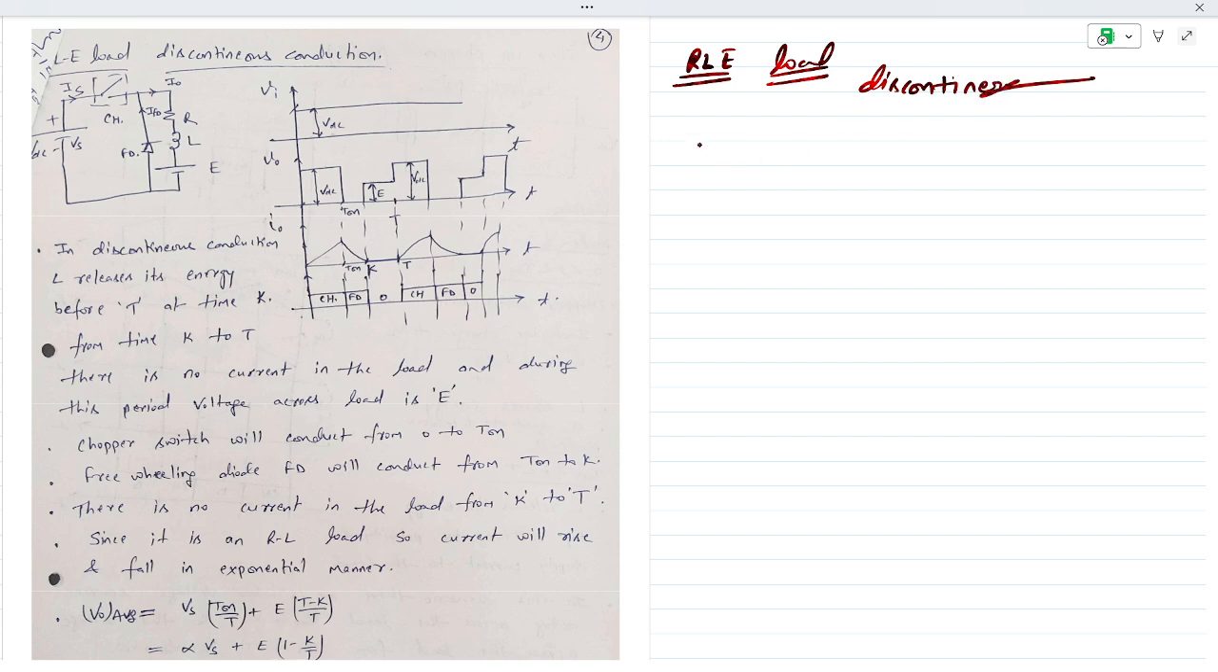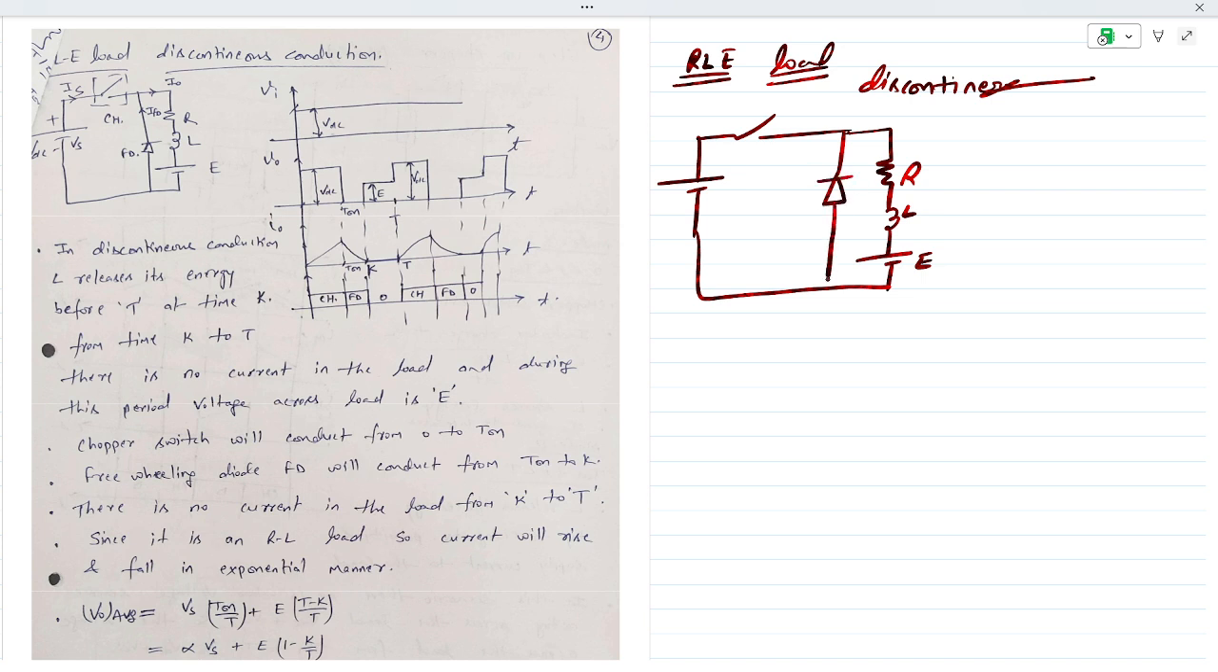Okay, let's say this is the supply voltage and this is the chopper switch. And in the previous video, we have seen this is R, L, and E load. This load is known as DC motor load. This is R, L, and E. And since there is L, we need to place a freewheeling diode across the load. And this is the chopper, and this is the input voltage. So, what will happen to the load voltage and load current?